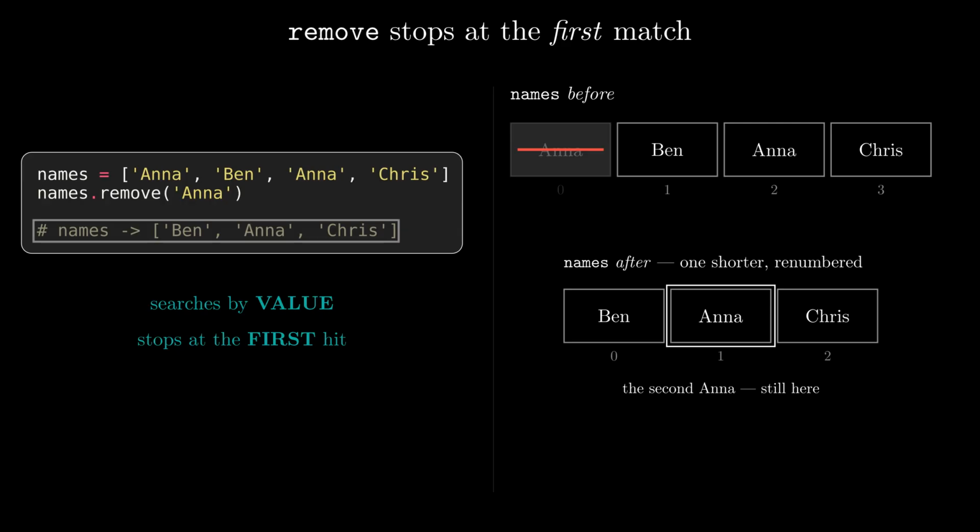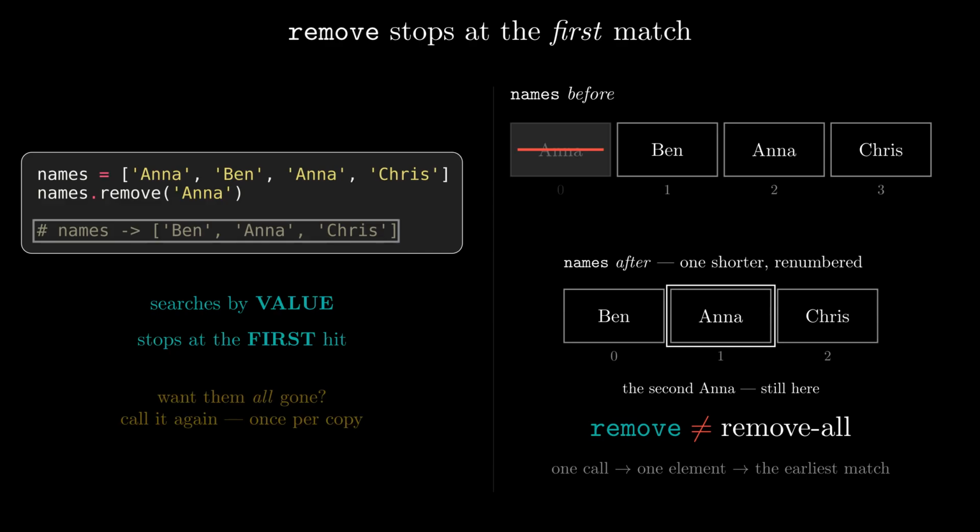That is the misconception worth killing now. Remove is not remove all. One call removes one element, the earliest match, no matter how many copies are in there. If you want every Anna gone, you call it again, once per copy. Hold on to that, because it is exactly the problem we solve at the end of this video.